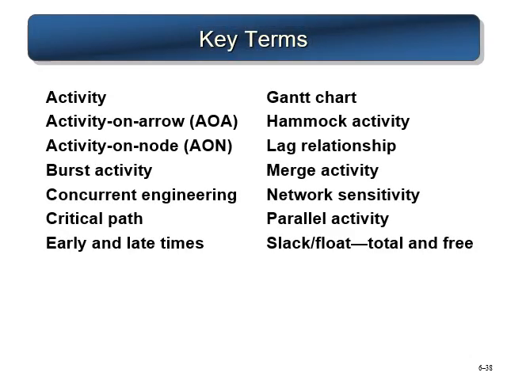These are some of the key terms which we have seen: activities, AOA, AON, burst activity, concurrent engineering, critical path, early and late start, Gantt chart, lag relation, merge activities, network sensitivity, parallel activities, slack, float. Again, float can be total float and free float. So you should be familiar with each of these terms.